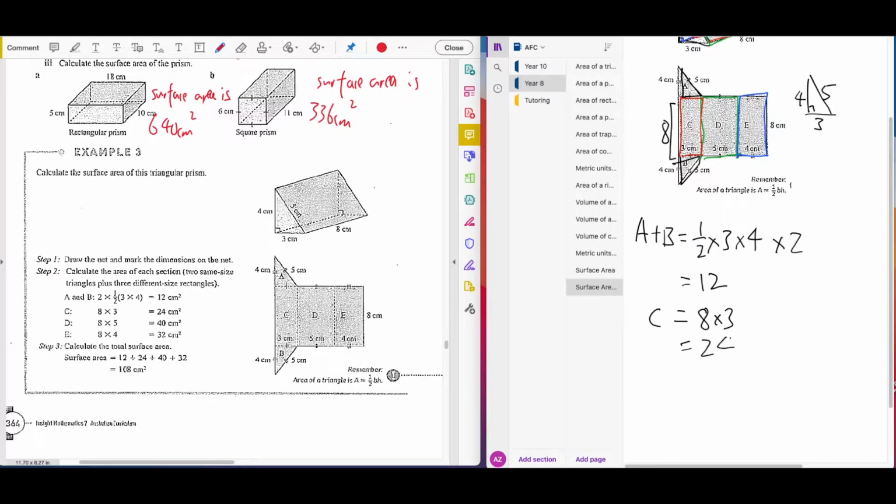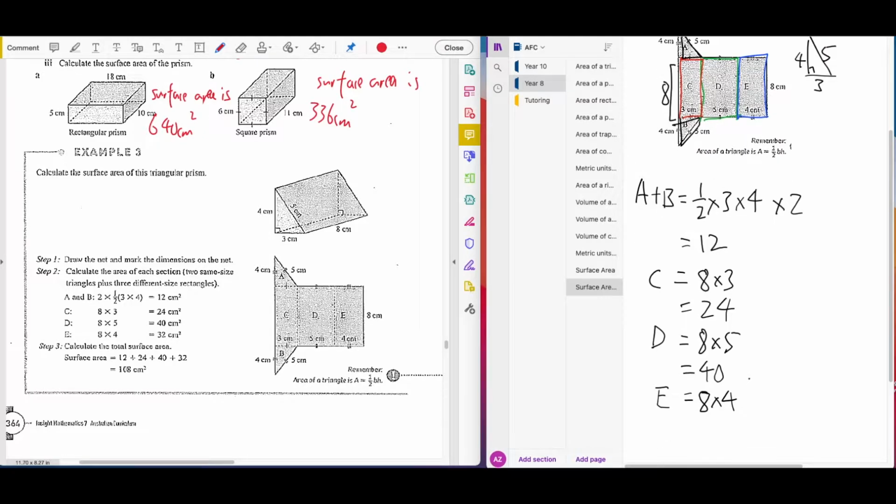Now, to work out the area of D, you do the same thing as you did for C. We know that the height is 8 and the base is 5. So it's going to be 8 times 5, because that's how you find the area of a rectangle. And for E, the height is 8 and the base is 4. So we just do 8 times 4, and that should give you 32.